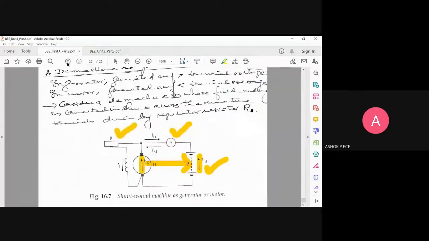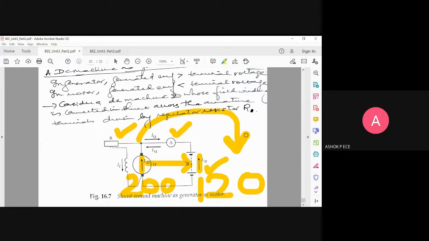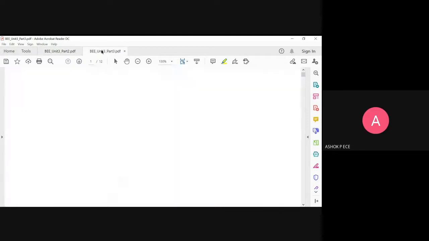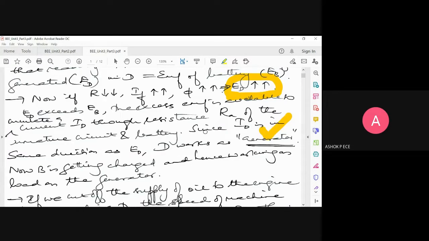Because of the potential difference, you have a current ID flowing from ED to your EB. Assume ED is 200 volts and EB is 120 volts. There is a potential difference. Naturally, current will flow from D towards A. That is detected by your ammeter. That current is called ID. Because of this EMF, you have a current ID flowing, which makes your machine work as a generator.